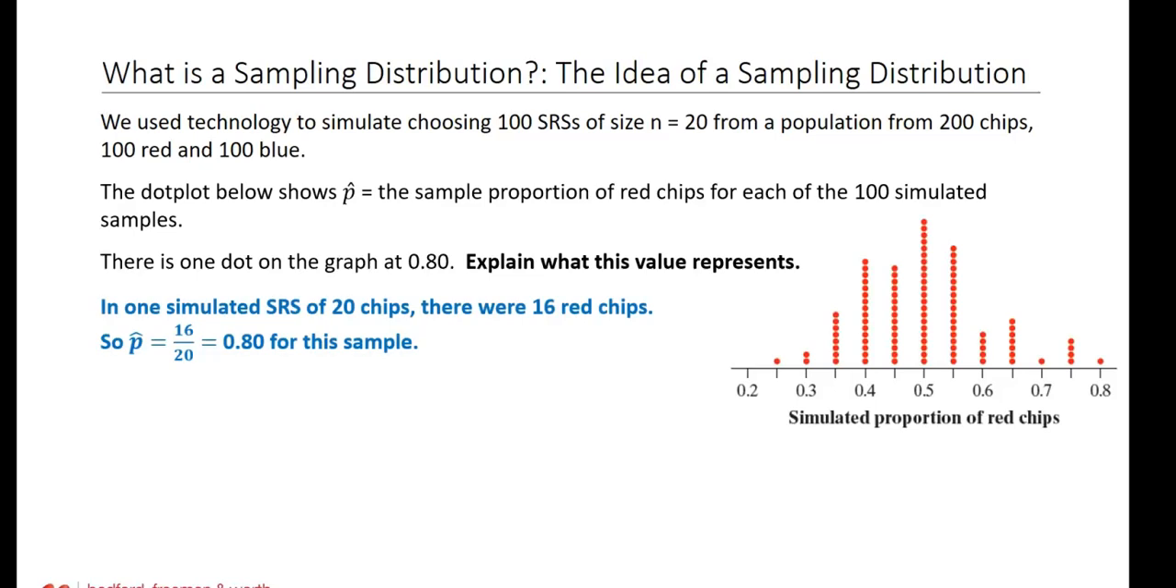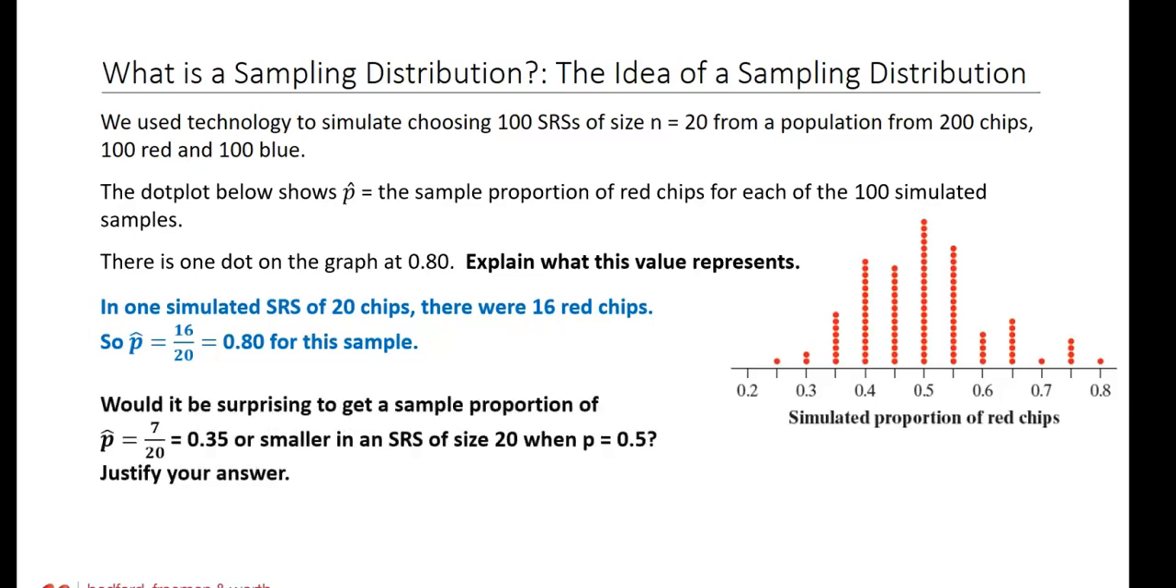What is that dot? That is one simulated simple random sample of 20 chips where there were 16 red chips, or 80% of the chips were red, which seems kind of like a lot, right? Would it be surprising to get a sample proportion of 35%? Remember, that's what the proportion was. Let's compare it to the simulation. 35%. How extreme is a result of that, or even more extreme?